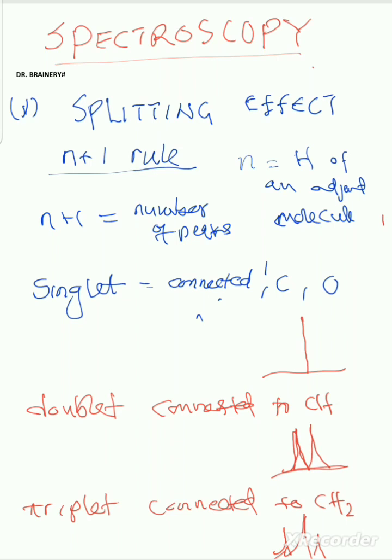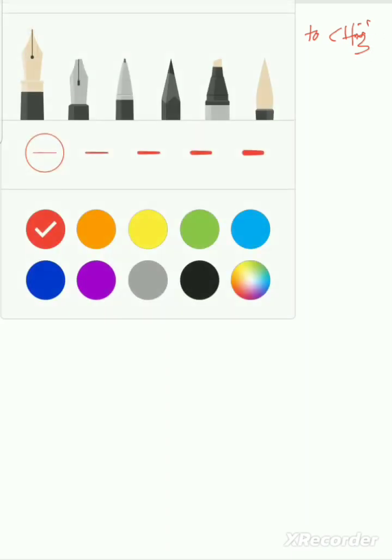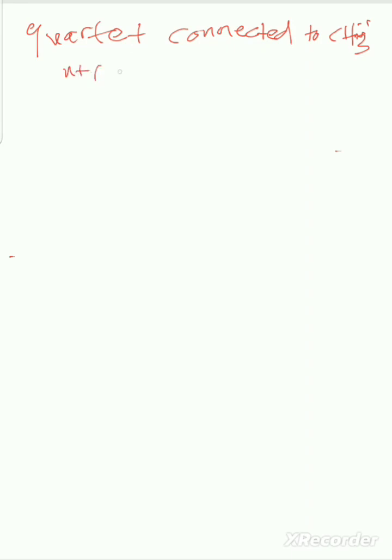So let's try to look at the quartet and multiplet. Quartet means 4, so it is connected to CH3. Why? Because n plus 1 is equal to 4, so the number of hydrogens on the adjacent atom is 4 minus 1, which is 3. That's why the number of hydrogens here is 3. So it can be shown as a quartet like this.